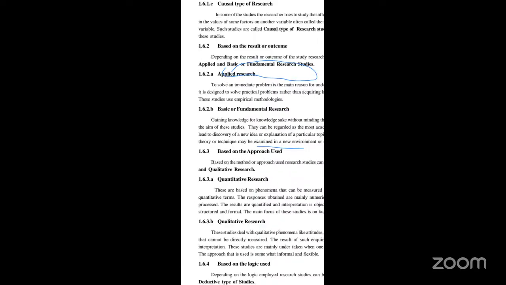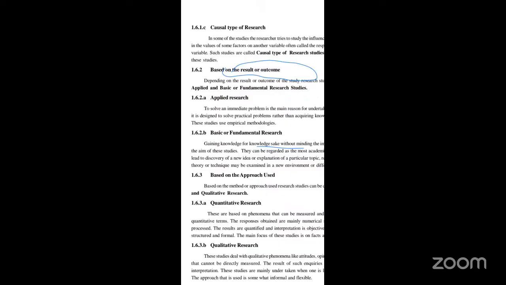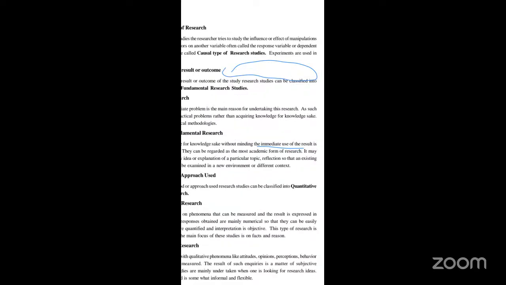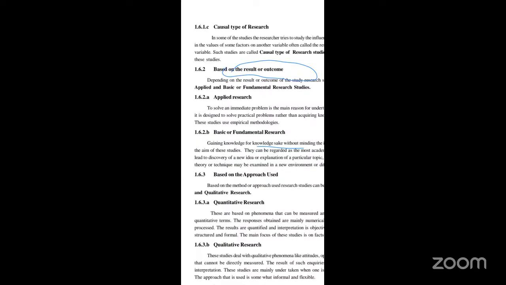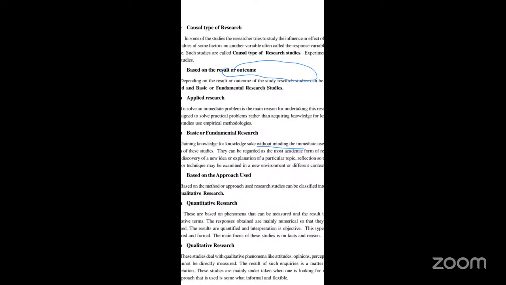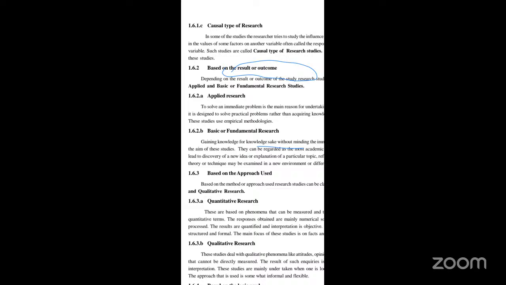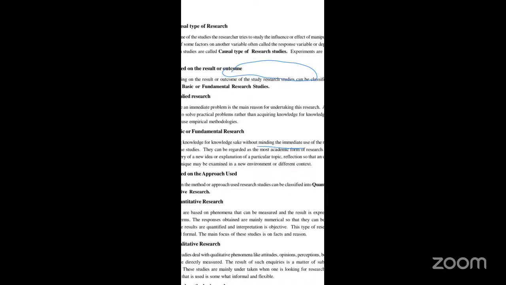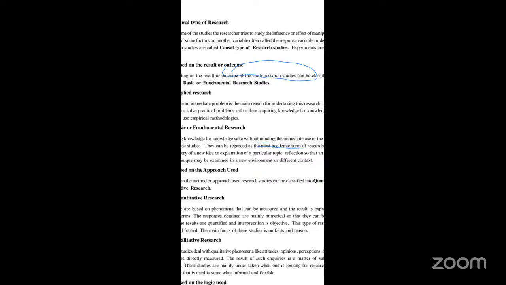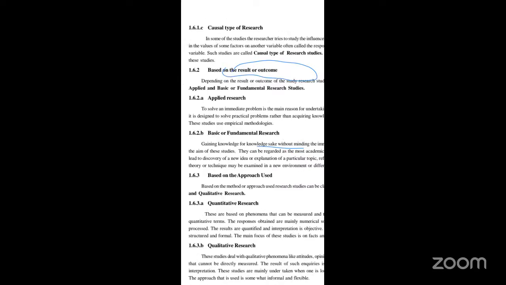So depending on the result or outcome of the study, research studies can be classified as applied and basic or fundamental research studies. So what is applied research? To solve an immediate problem is the main reason for undertaking this research. As such, it is designed to solve practical problems rather than acquiring knowledge for knowledge's sake. These studies use empirical methodologies.